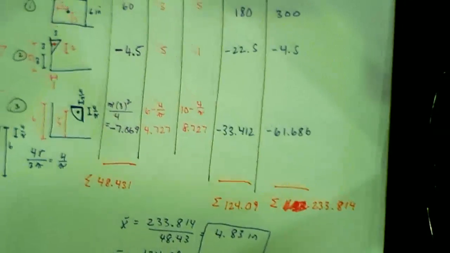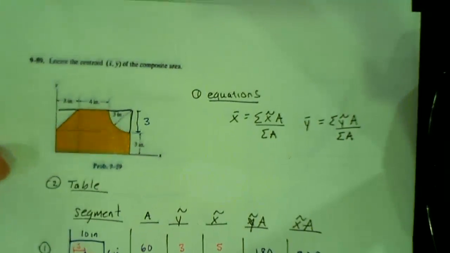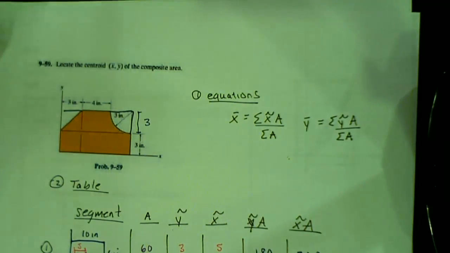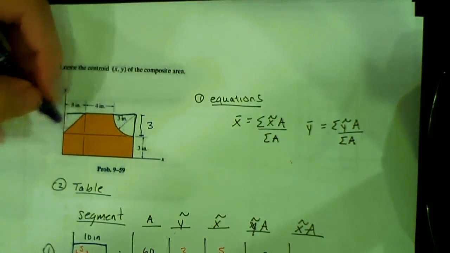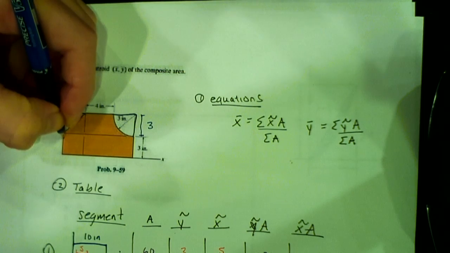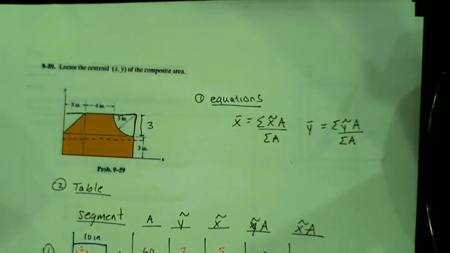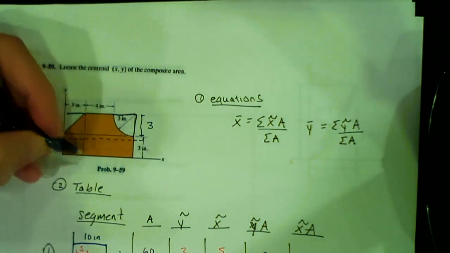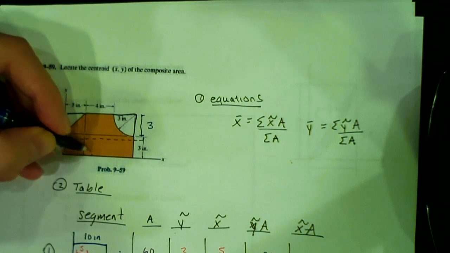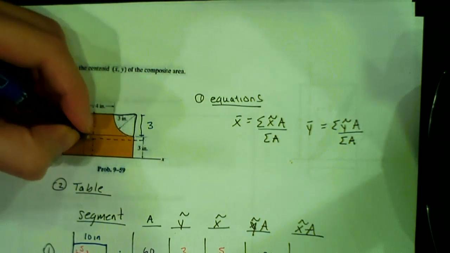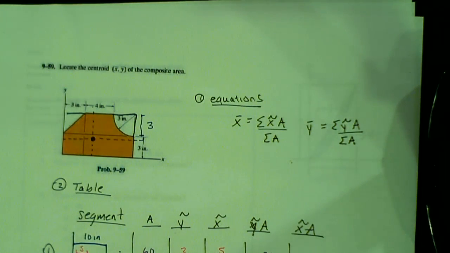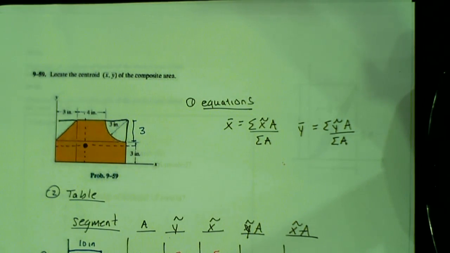Now let's just make sure that those make sense, and then I'll show you the answers again. For y bar, I have 2.56, so that is somewhere along this line here. Then for x bar, I have 4.83, so that is approximately right there. So there's my center. Does that value make sense? Good. Any questions about this?